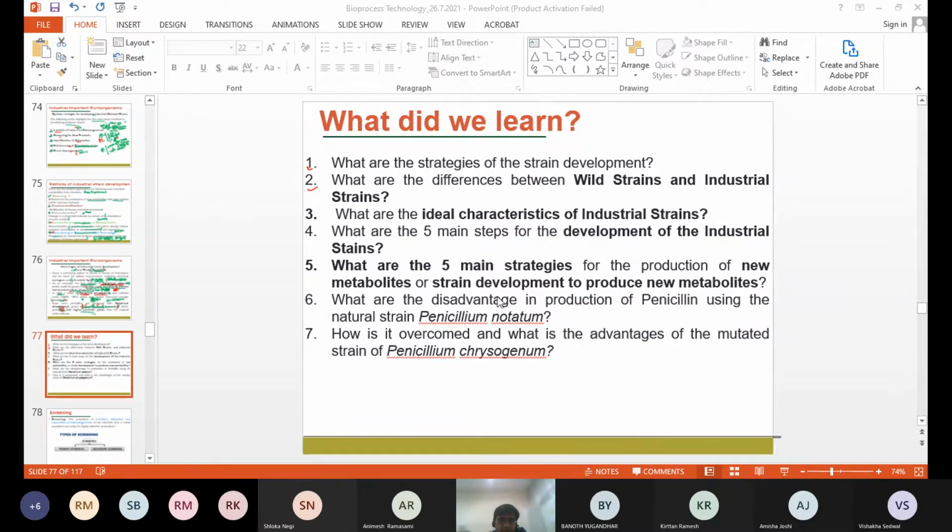Ritesh? Ritesh, Vishaka, anyone? Yes, can you tell what is the difference between wild strain and industrial strain? So basically, wild strain is what we get directly from nature, the microbe that we identify that can help us produce the product. And we make changes in the wild strain to convert it into an industrial strain, which produces the targeted product but in a better yield. Okay, good. From which department are you, Vishaka? The chemistry.